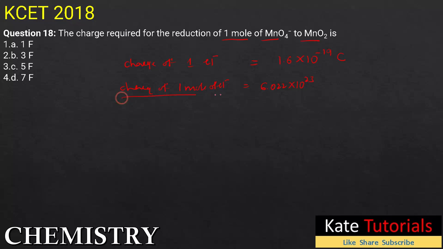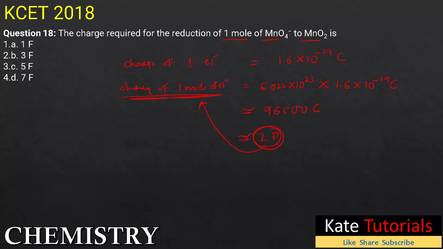So the charge of 1 mole of electrons will be 6.022 × 10^23 electrons, into the charge of each electron, which is 1.6 × 10^-19 coulomb. That value will be almost 96500 coulomb, which we call 1 Faraday. Many times they will ask what is 1 Faraday. 1 Faraday is nothing but the charge of 1 mole of electrons.